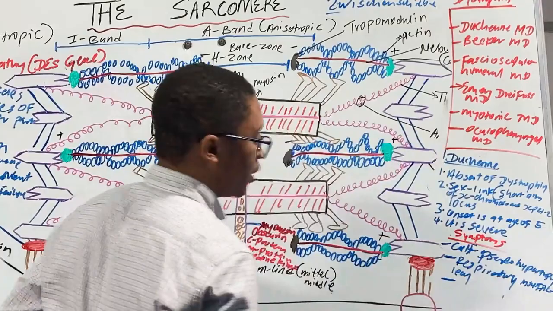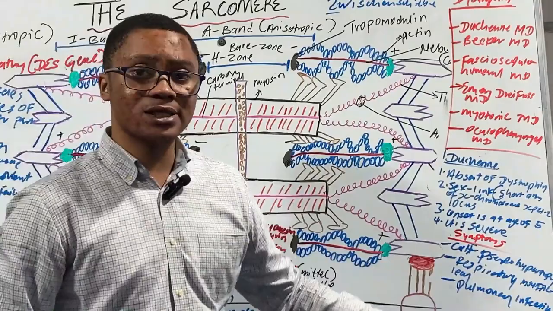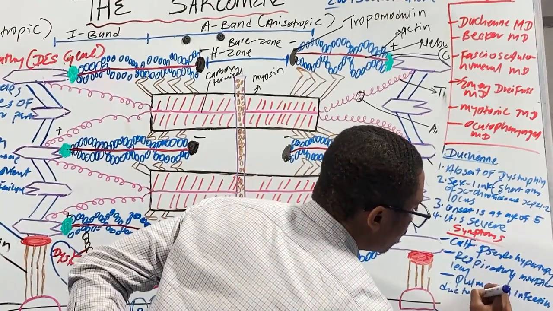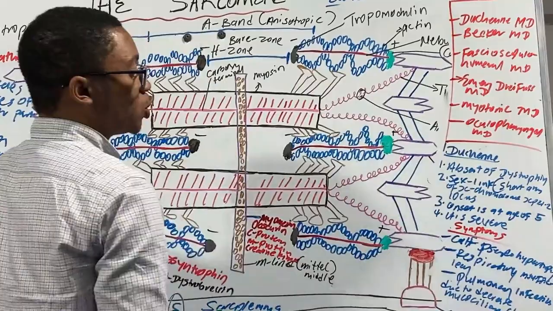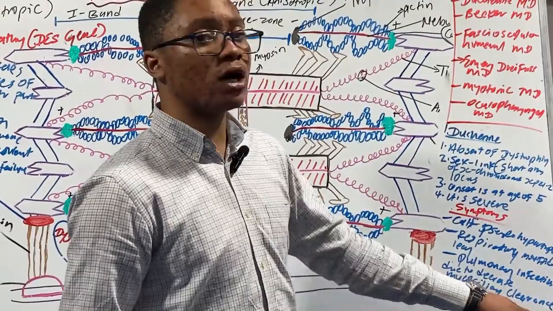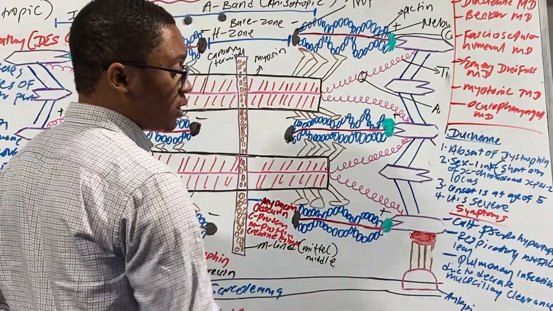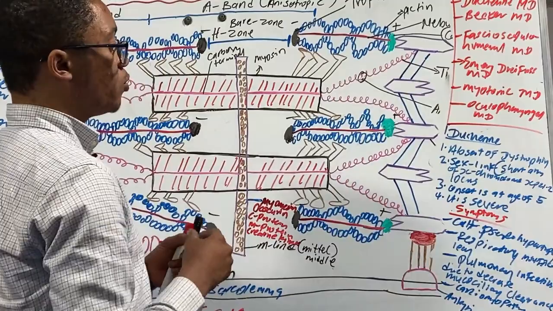We also have pulmonary infection. This pulmonary infection arises due to decreased mucociliary clearance. So the symptoms we can see in Duchenne muscular dystrophy are calf pseudohypertrophy, respiratory insufficiency, and pulmonary infection due to decreased mucociliary clearance. We could also see, because it affects the heart muscles, cardiomyopathy. So these are the things we can see in Duchenne.